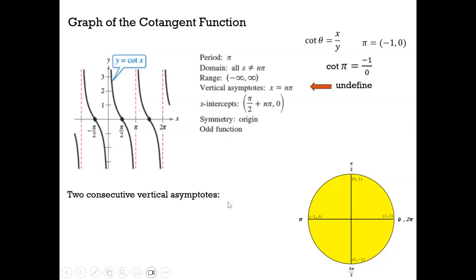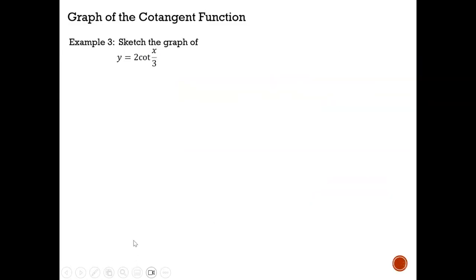Now, to find two consecutive vertical asymptotes, this is a property, or the rules, that we use. We let bx minus c equal 0 and bx minus c equal pi. Those are the properties that we use. Now let's sketch y equals 2 cotangent of x over 3. So x over 3 equals 0, so x equals 0, because we multiply both sides by 3. On the right side, x divided by 3 equals pi. We multiply both sides by 3, which gives us 3 pi. So this will give us two consecutive asymptotes.